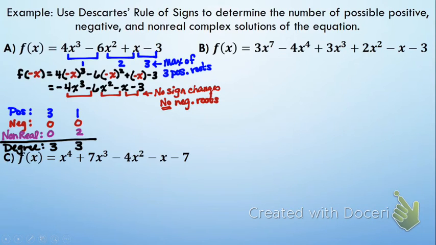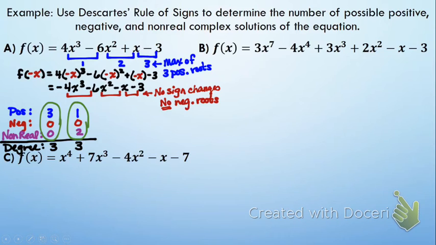There are only 2 possibilities here. There's either 3 positive roots, and that's it, so 3 x-intercepts, or it has 1 x-intercept and 2 imaginary roots. Let's try another one. I know we're short on time, but let's do another example so that we have something else to look at.